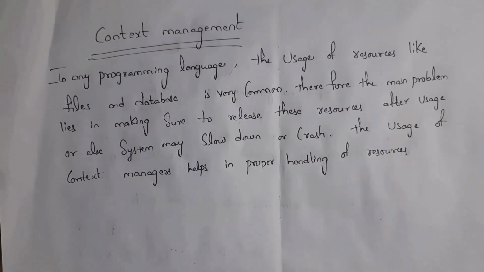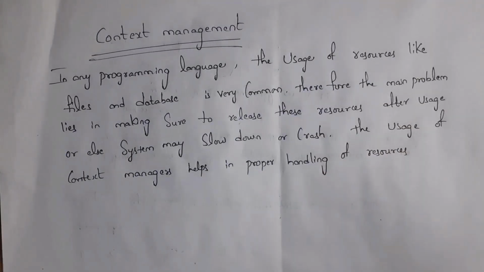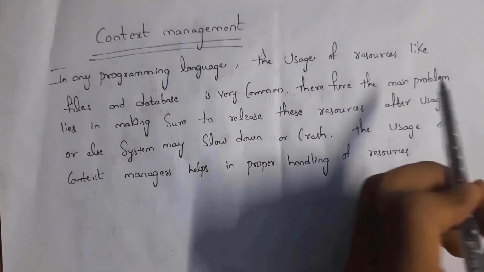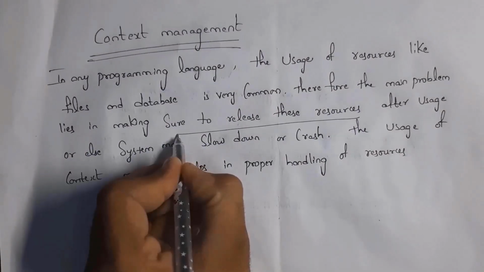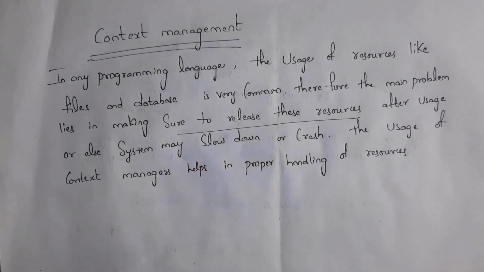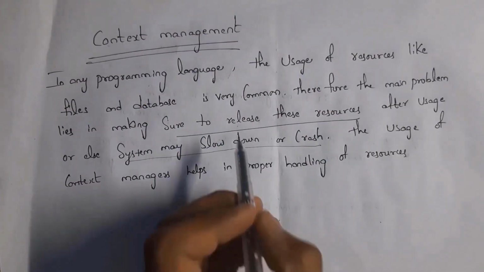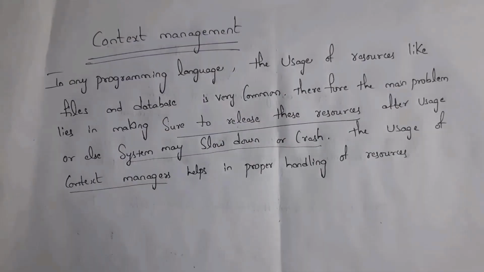In any programming language, the usage of resources like files and database is very common. For example, if you consider a language like C, even in C programming we use files. Therefore, the main problem lies in making sure to release these resources after the usage. For example, I opened a file, then definitely we need to close that file. If we don't close that file, then our system may slow down or crash. In order to overcome this problem, we use context managers. By using context managers, we can automatically close that file.